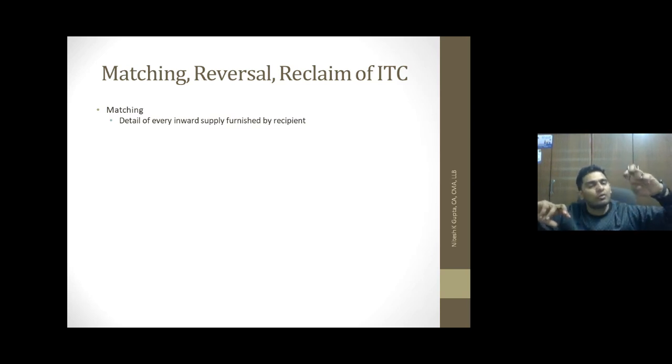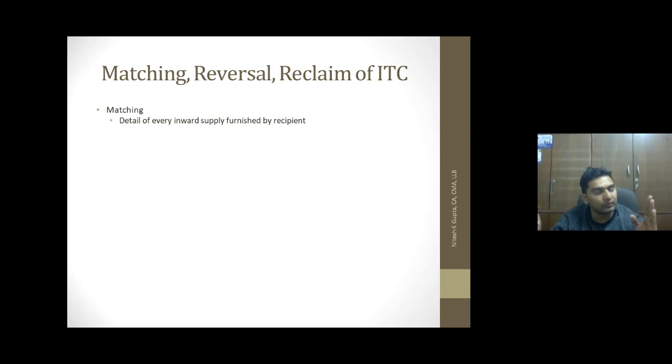So whatever outward supply the seller uploads, whatever the purchaser uploads, both are matched. Both are reconciled. And if there are any mismatches, that will be communicated to both the parties, to seller and purchaser. Now someone has to correct his return. Either the purchaser is wrong or the seller is wrong. Whoever is wrong will correct it. Otherwise, the differential tax has to be paid.